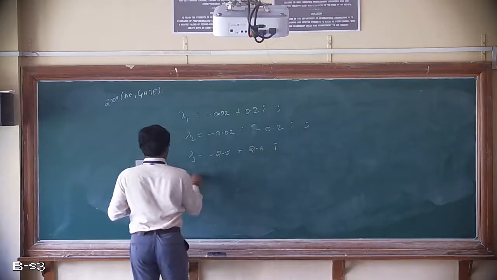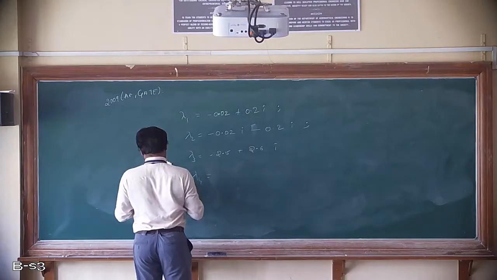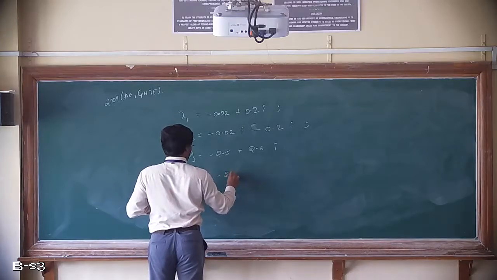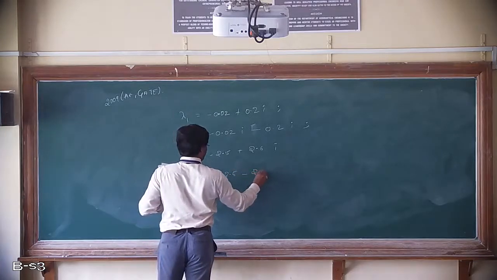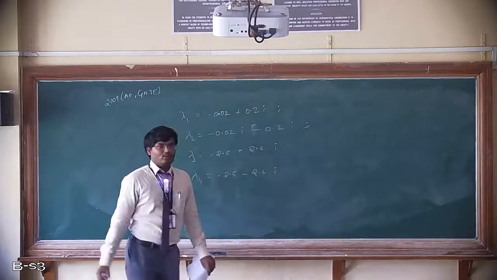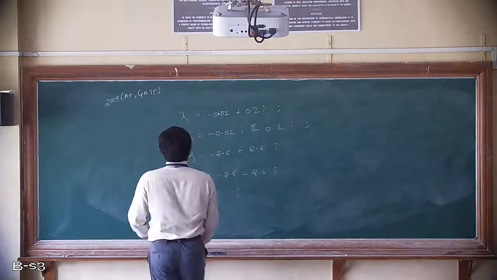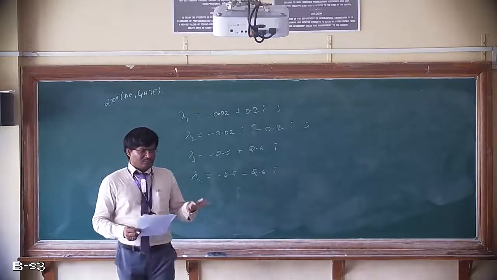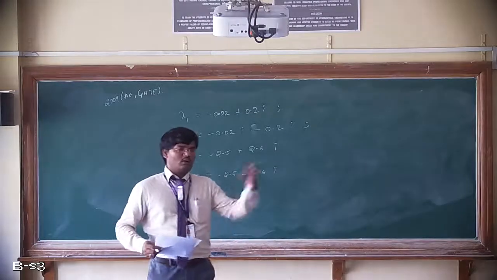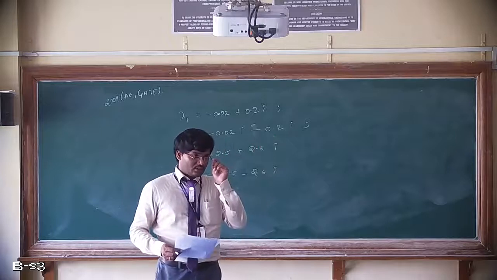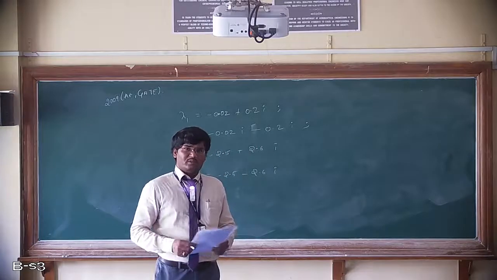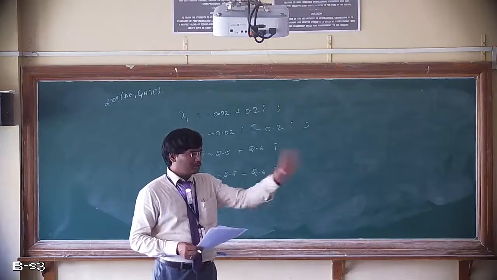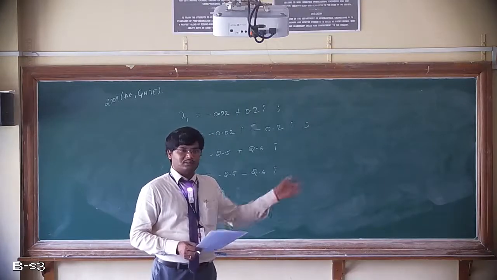Lambda 3 is minus 2.5 plus 2.6 i. Lambda 4 is minus 2.5 minus 2.6 i. So they have given 4 roots. From this, what are they asking? Question number 51.